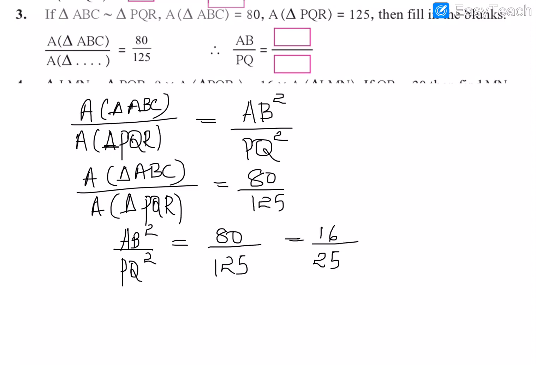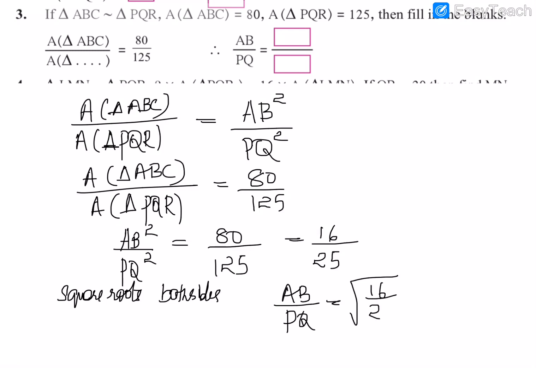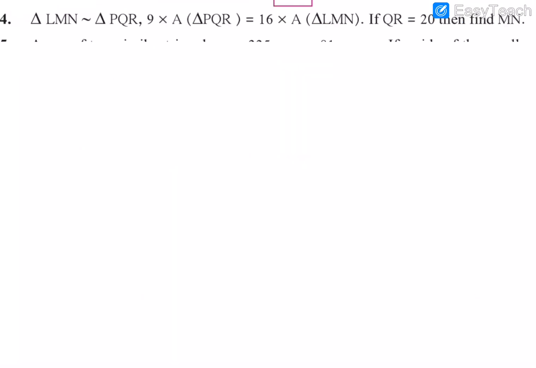Now, since we have AB square and PQ square, we can take square roots on both sides. By taking square roots on both sides, we get AB by PQ equal to root of 16 by 25. The root of 16 by 25 is 4 by 5. So the answer is solved here. AB by PQ is 4 by 5.